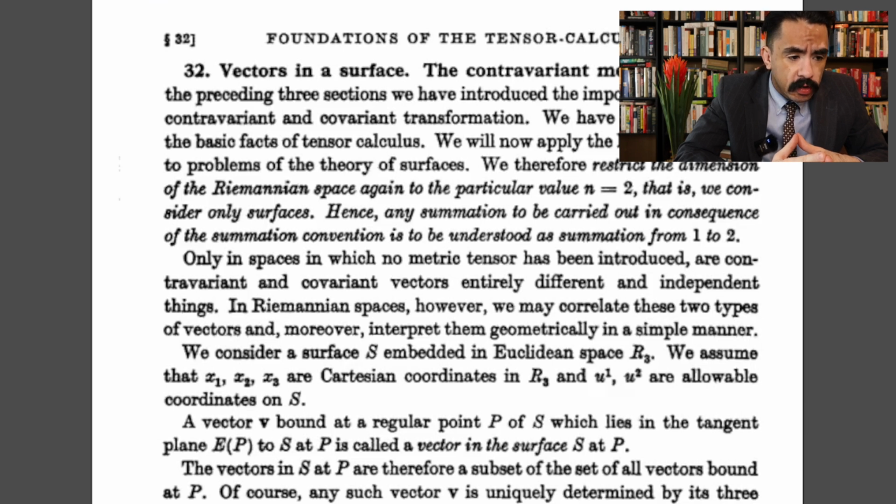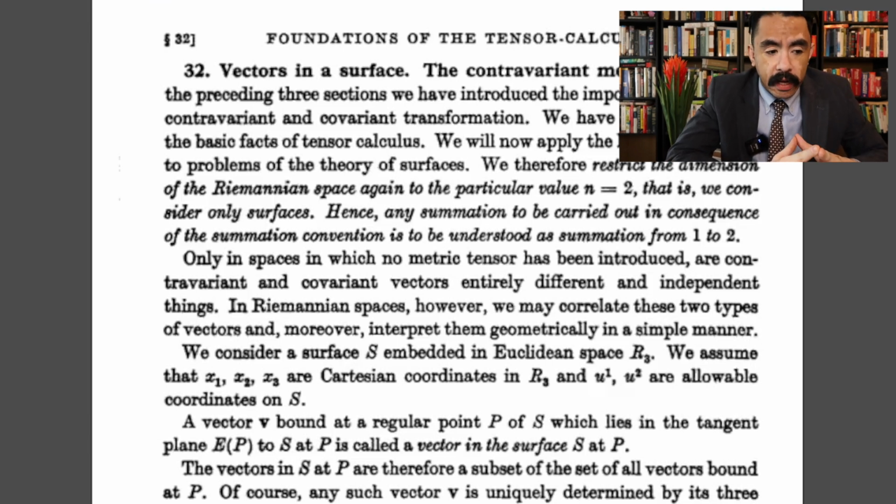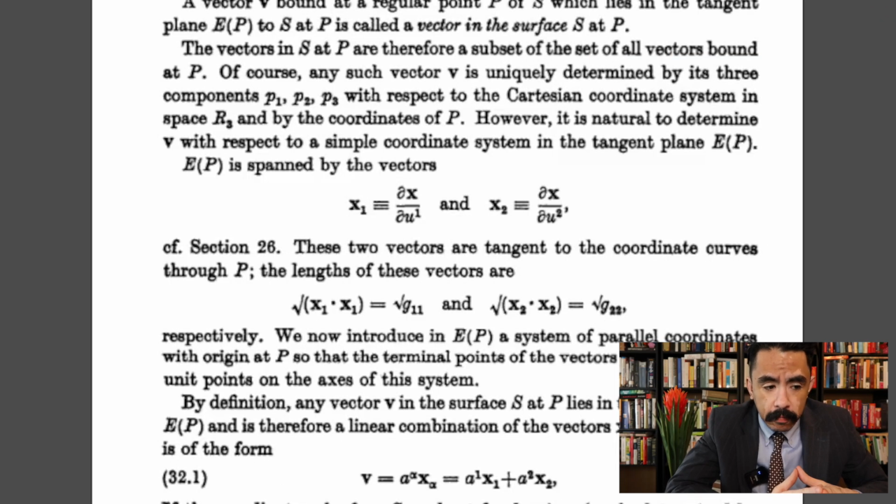We assume that x1, x2, and x3 are Cartesian coordinates in R3, and u1 and u2 are allowable coordinates on the surface S. A vector v bound at a regular point P of S, which lies in the tangent plane E of P to S at P, is called a vector in the surface S at P. The vectors in S at P are therefore a subset of the set of all vectors bound at the point P. Of course, any such vector v is uniquely determined by its 3 components p1, p2, and p3, with respect to the Cartesian coordinate system in space R3 and by the coordinates of P.